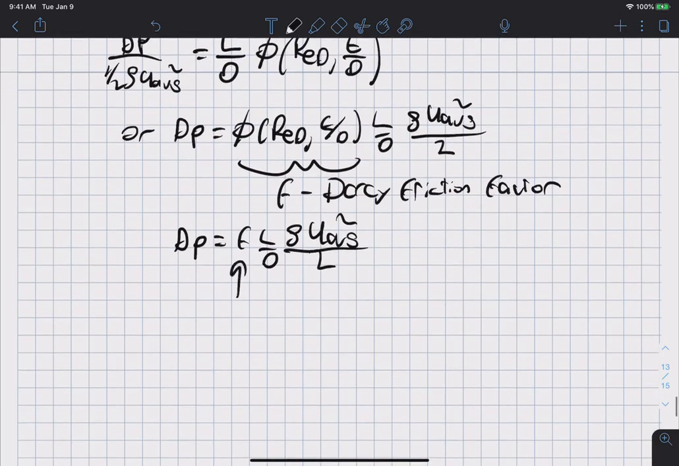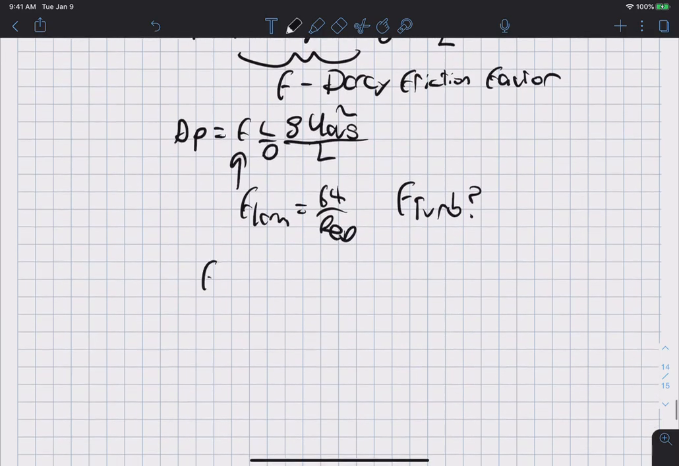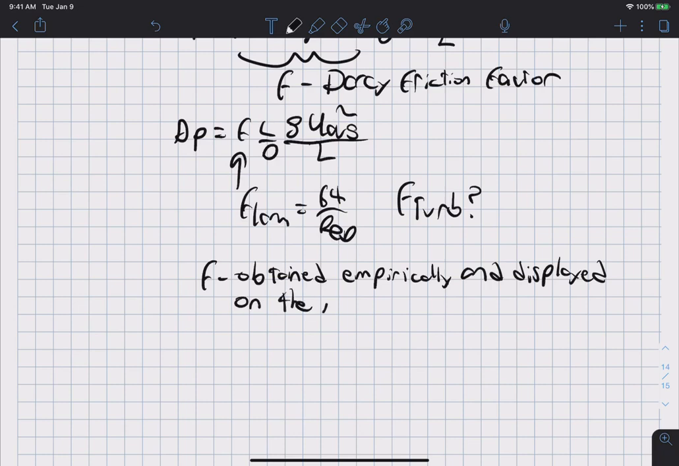Okay, and so now how do we get f? So f laminar equals 64 over Re_D as we derived, but how about f turbulent? Well, for that, this f is obtained empirically and displayed on the Moody chart, which was that stubborn chart that I could not get to move earlier. Okay, and so that's for f turbulent.